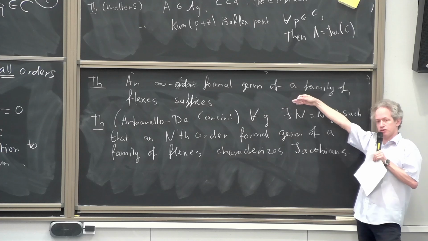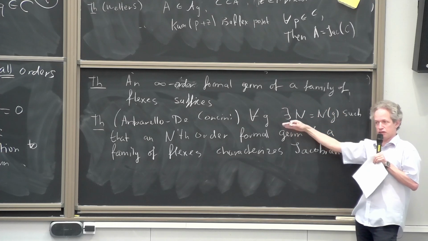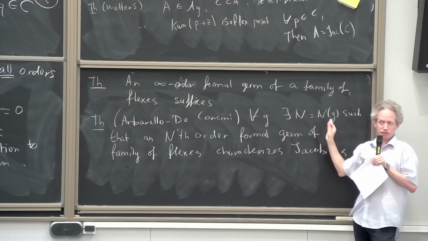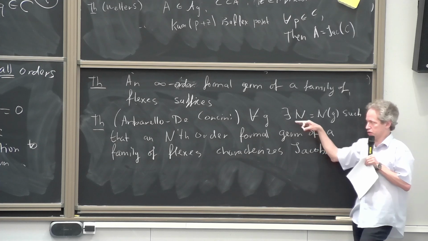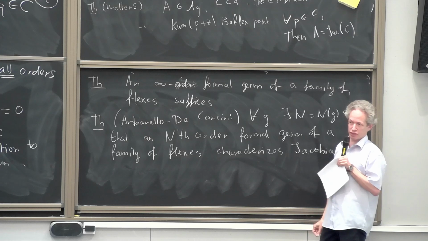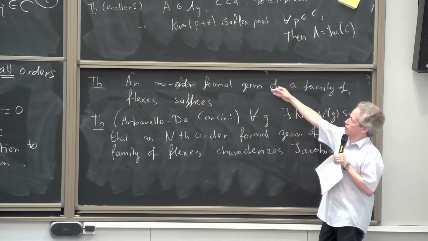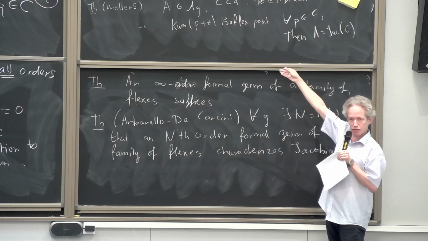Instead of an infinite order germ, for each G, in each complexity, you only need finitely many terms. This n is not really explicit in their paper, and it certainly grows horribly the way you look at what they do. Doesn't matter. What this says is that having a finite order germ of a family of flexes suffices to extend this to an infinite order germ, and then this suffices to extend this to an actual curve. That's how the logic goes, right?